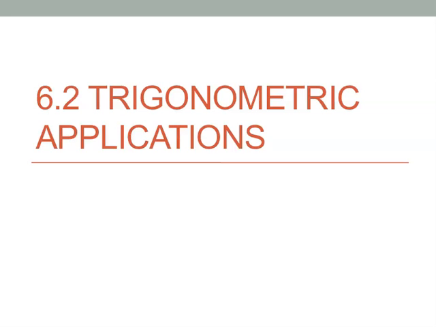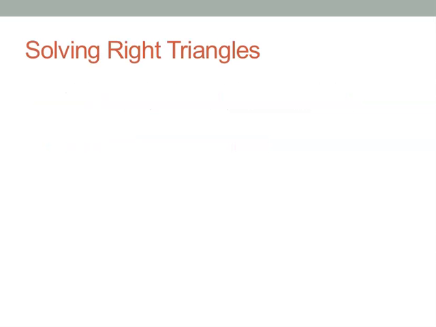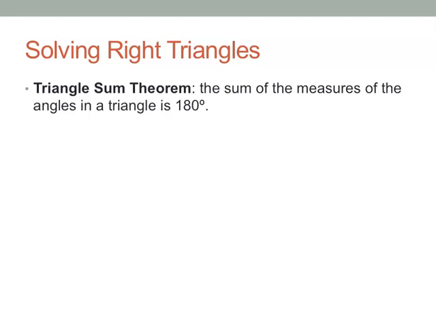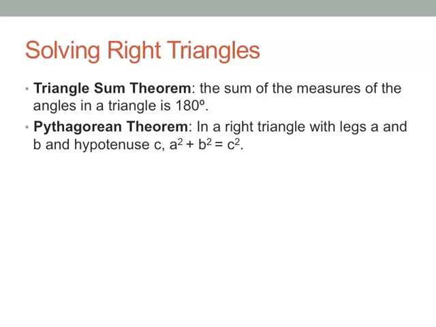So before we get into solving right triangles, there are two theorems that I'm going to remind you of. The first is the Triangle Sum Theorem, which is that the sum of the measures of the angles in a triangle is 180 degrees. The second theorem that I'm going to remind you of is the Pythagorean Theorem, which tells us that in a right triangle, if you have legs A and B and hypotenuse C, then A squared plus B squared is equal to C squared.